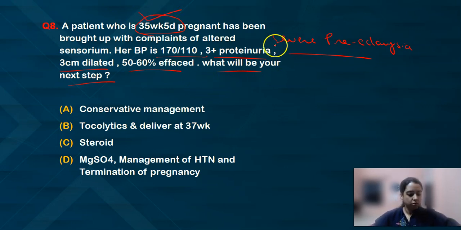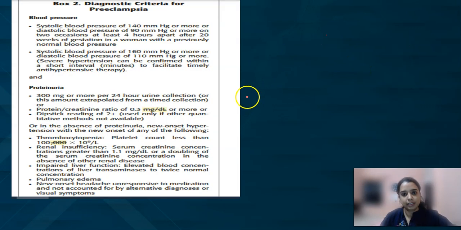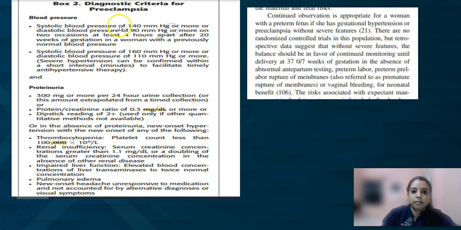They want to know whether you know when you have to terminate a pregnancy with severe preeclampsia. So let's first of all see preeclampsia. This has been taken from the recent ACOG guidelines. What is the diagnostic criteria? You know that BP is more than 140/90.